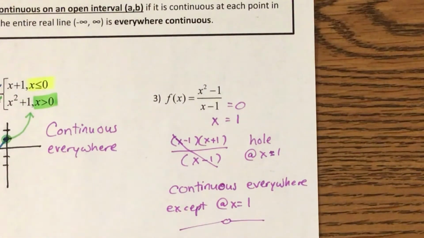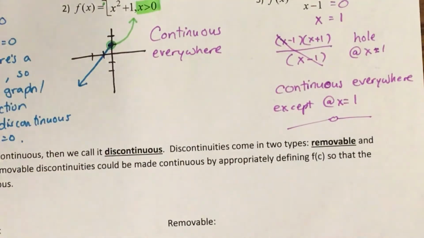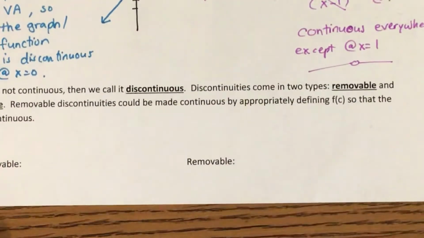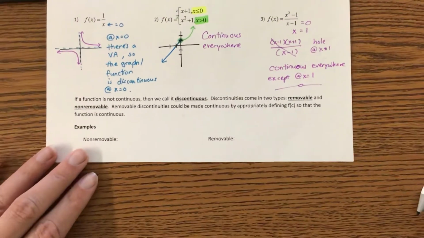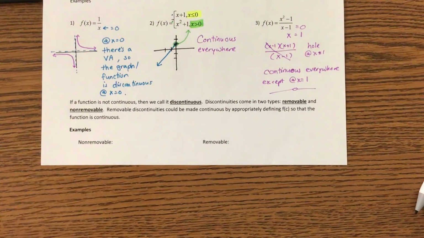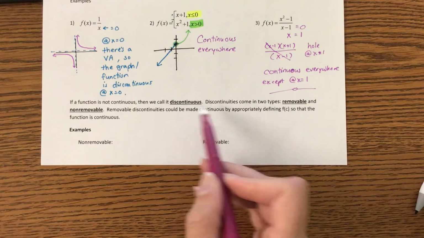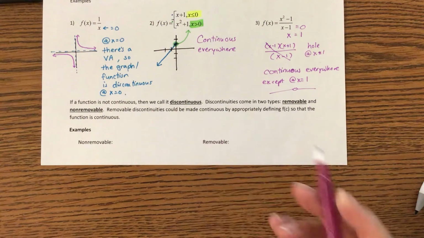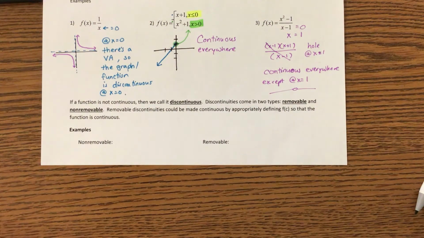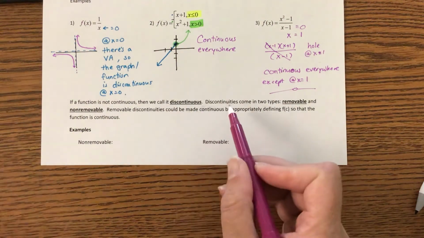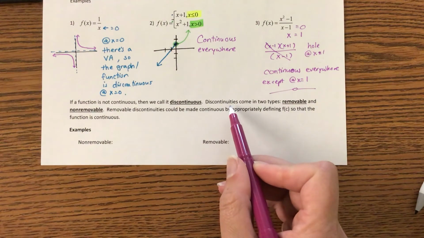Alrighty. After this, we talk about what is the word discontinuous. Discontinuous just means not continuous. Now, there are discontinuities. See how this word is slightly different than this one. A discontinuity is a spot where your function is not continuous. So discontinuous means in general it's not continuous. Discontinuity is like the actual spot.